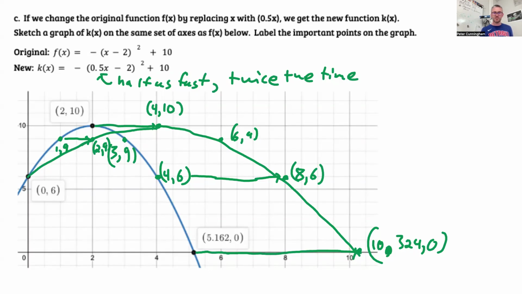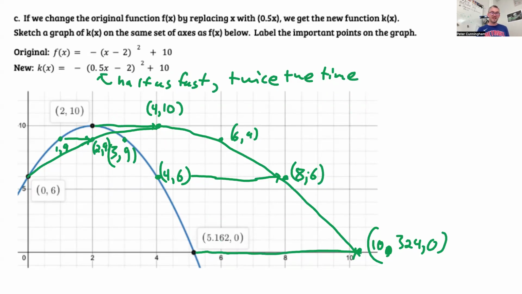So you get the same peaks, the same height of the peak and the same midpoints. It's just taking twice as long for everything to happen. So let me put it into words: instead of peaking after 2 seconds, it takes 4 seconds. Instead of landing at 5.162, it lands at 10.324. So these are different things.